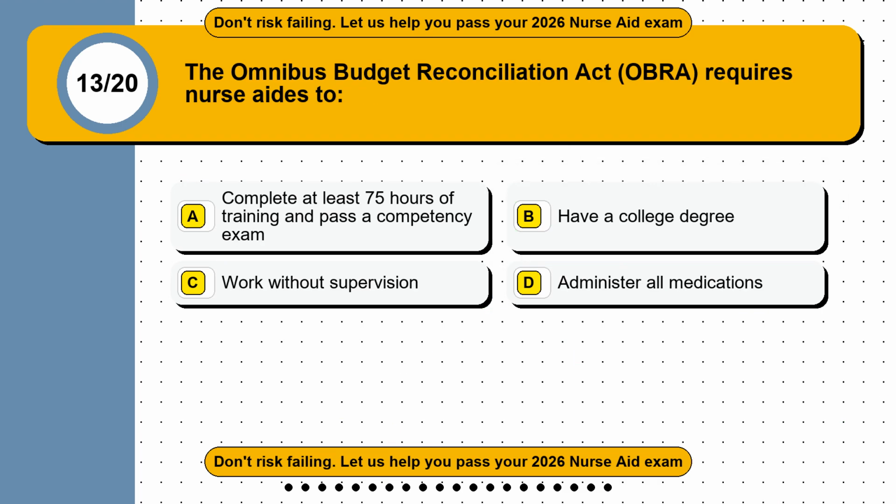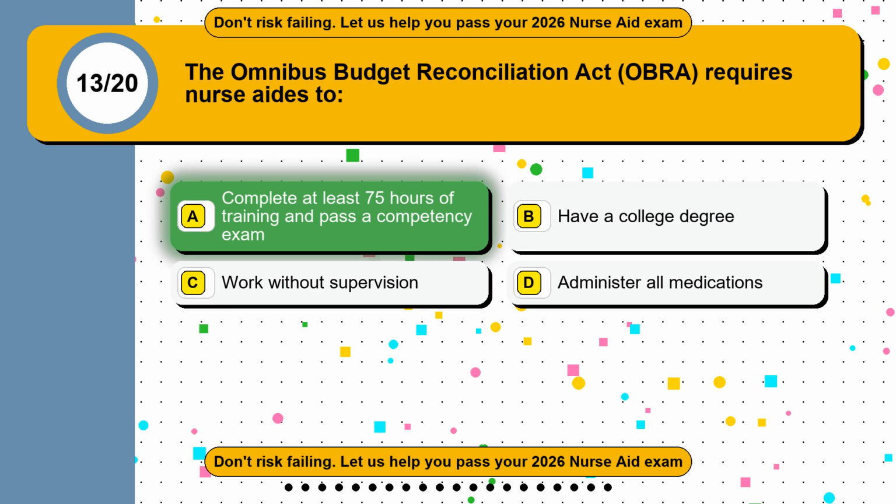Question 13. The Omnibus Budget Reconciliation Act, OBRA, requires nurse aides to: Option A. Complete at least 75 hours of training and pass a competency exam. Option B. Have a college degree. Option C. Work without supervision. Option D. Administer all medications. The correct answer is option A. Complete at least 75 hours of training and pass a competency exam.